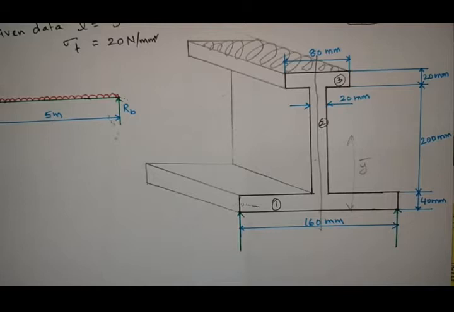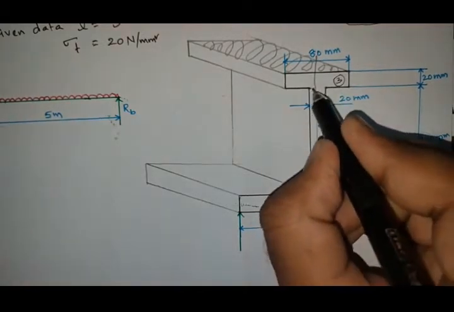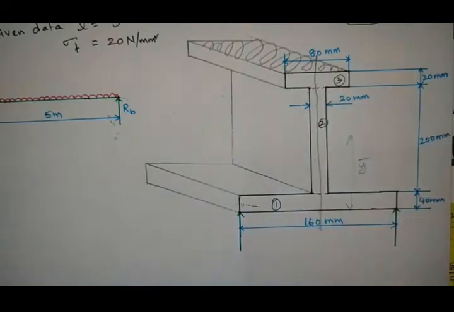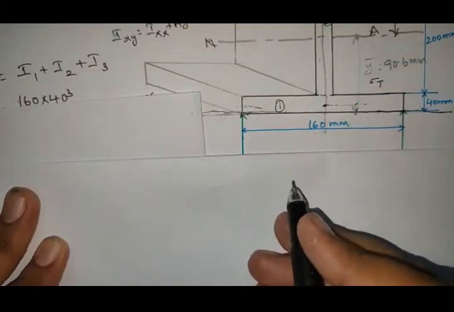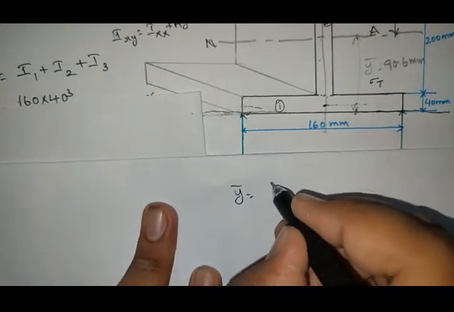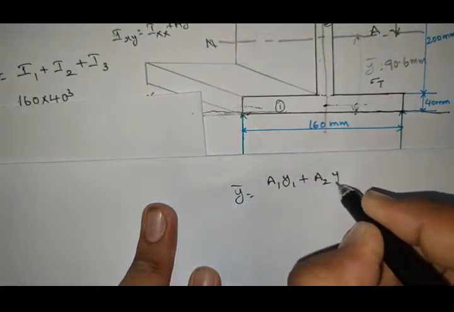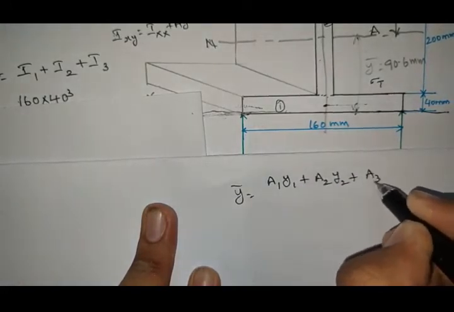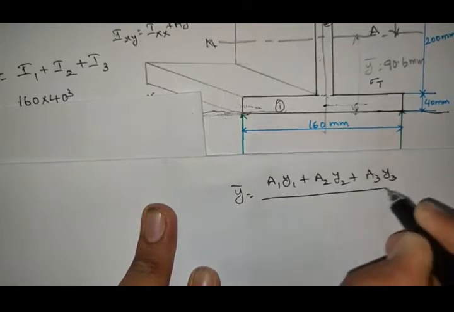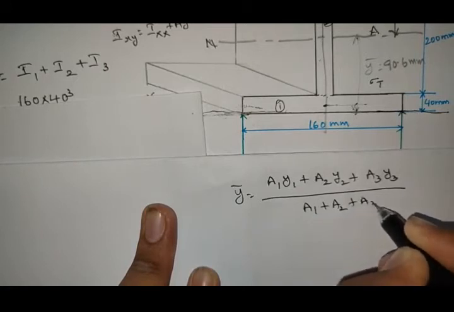I think you have learnt in the engineering mechanics, so that's why here I am finding it in a direct way. So this one is one rectangle, and this one is another rectangle, and this one is the third rectangle. So let us find the centroid. Y bar is equals to a1 y1 plus a2 y2 plus a3 y3 by a1 plus a2 plus a3.